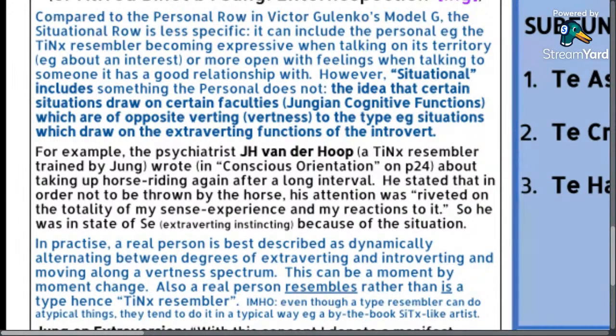Situational. Compared to the personal row in Victor Gulenko's Model G, the situational row is less specific. It can include the personal, e.g. the INTP resembler becoming expressive when talking on its territory, e.g. about an interest, or more open with feelings when talking to someone who has a good relationship with. However, situational includes something the personal does not. So you see, situational includes what the personal includes. It's broader. There's a tendency in socionics for it to be too precise. I'm willing to give up precision in order for greater accuracy.